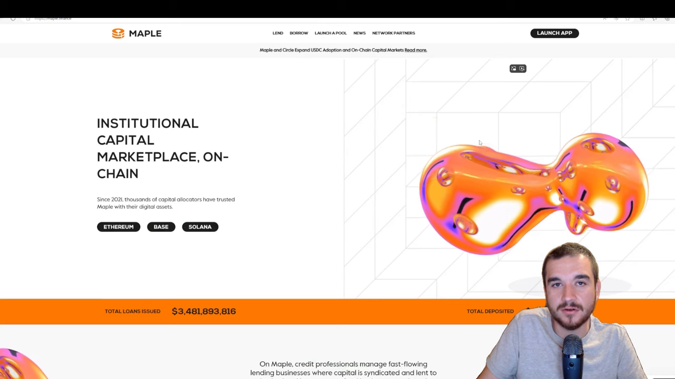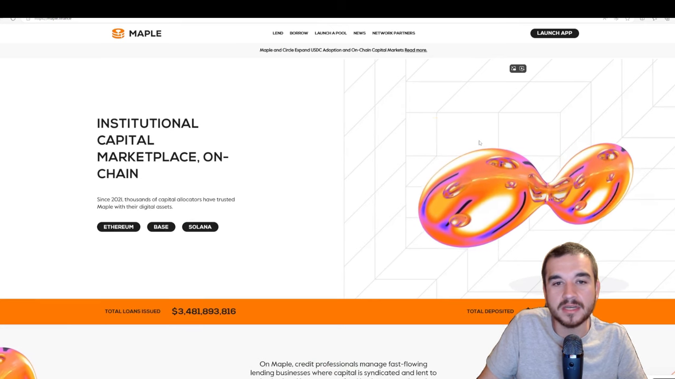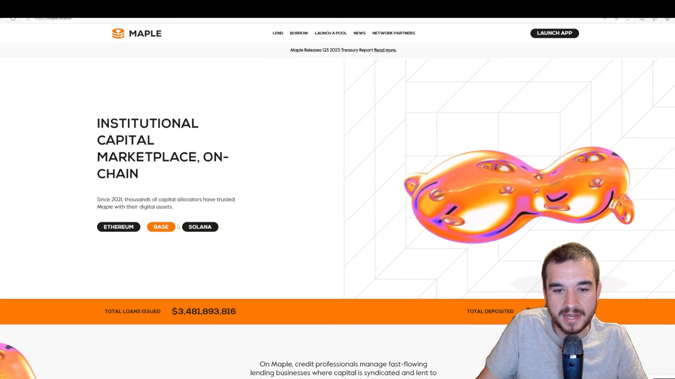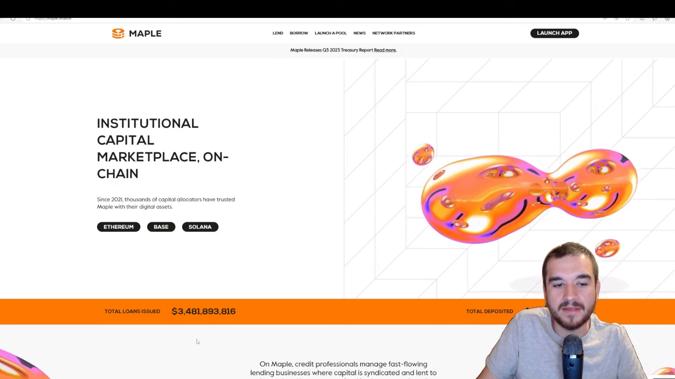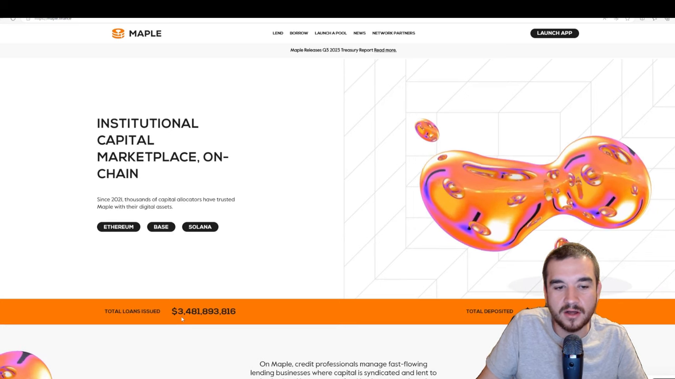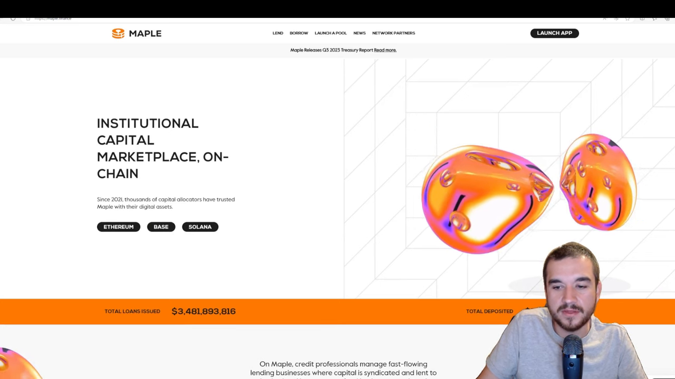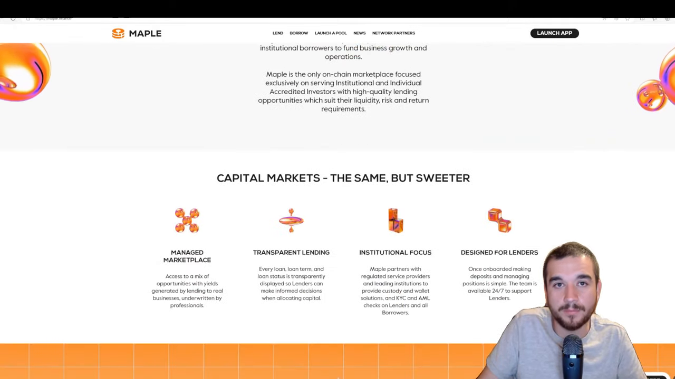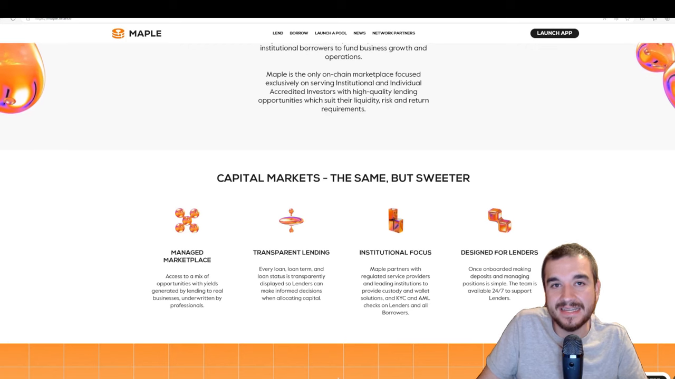Maple Finance is currently on Ethereum. They're working on getting it onto Solana, as you can see right here, and also Base, which I did not know about. They've got over $3 trillion in loans issued, with over $100 million of total deposits. So this is a lending platform. Maple doesn't actually lend the money themselves. They are an interface for it.